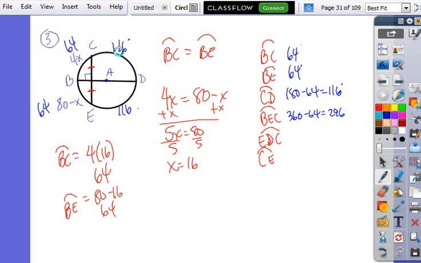All right, what about EDC? Just add up the two 116s there. And then CE, how much would that one be? 64 plus 64.